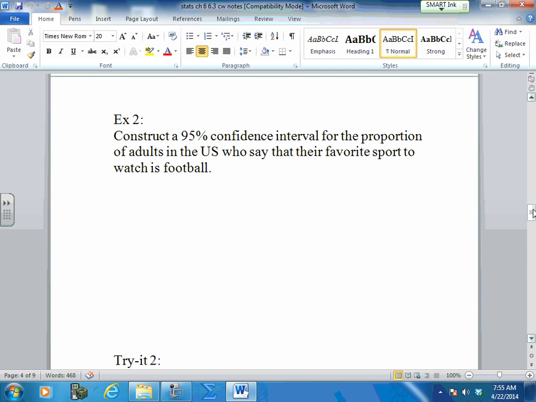Example 2. Example 2 on page 305 says, construct a 95% confidence interval for the population of adults who say that their favorite sport is to watch football. This goes back to example 1. So if you remember example 1, we tested 1,011 adults, and how many of them said yes? 293. Thank you. 293 said football was their favorite.